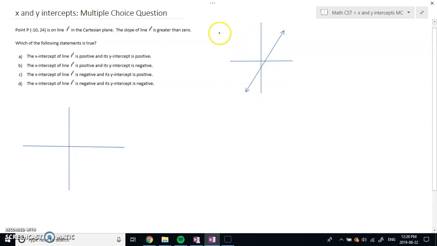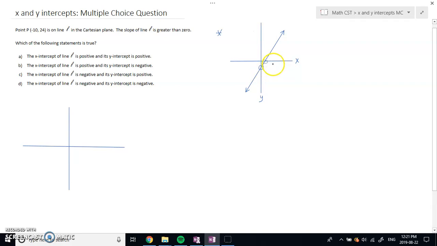Well, in this example up here, where I've already drawn a line on a Cartesian plane, and I don't have to give its equation or anything, we can see that that line intersects the x-axis in one spot, and it intersects the y-axis in another spot. Those are your intercepts: the x-intercept is where it intercepts the x-axis, and your y-intercept is where a line intersects the y-axis.